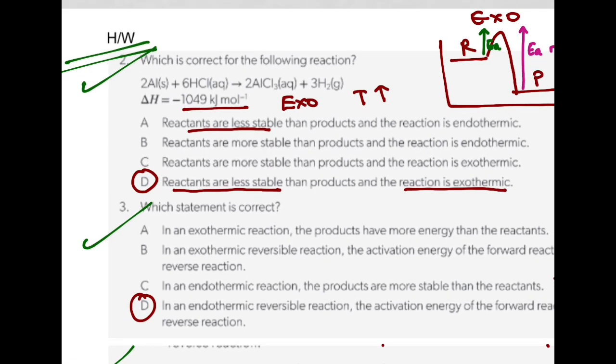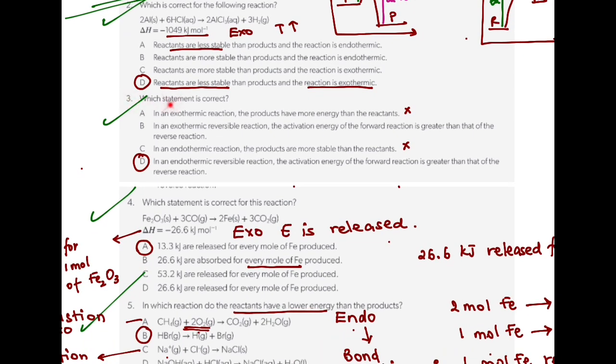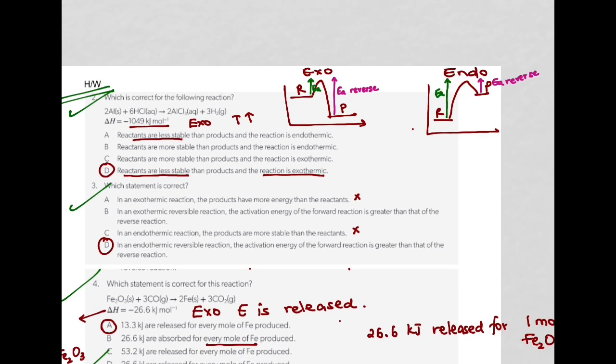Now here, this is an exothermic reaction, temperature is going up, and if you look at the energy level diagram for an exothermic reaction, energy is given to the surroundings, therefore the energy level of products is less than the energy level of reactants. So reactants are less stable, meaning whatever is higher is less stable, whatever is lower is more stable. And the reaction is exothermic. Answer is D.